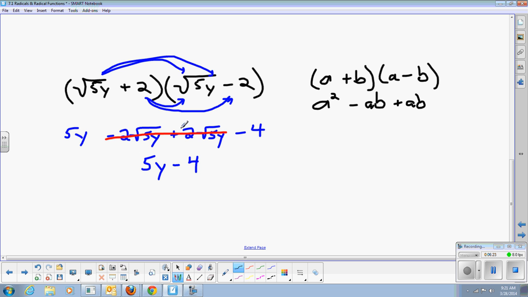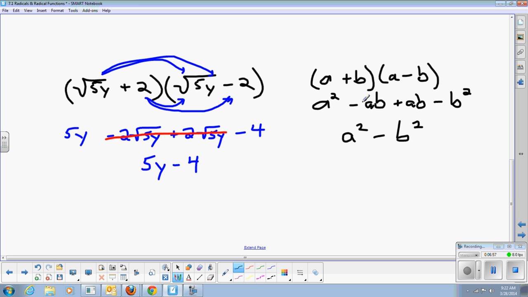And then notice I had a plus 2 times the square root of 5. And then I had b times minus b gives us a minus b squared. Well, 2 times 2 is 4. Positive times a negative is negative. And then again, our middle terms cancel, so we end up with a squared minus b squared. So let's take a look. Did we end up with that? We have the square root of 5y times the square root of 5y. There's the answer, 5y. And then 2 times 2 is 4, and I have a minus in between. So it does follow the same pattern, even though there's a radical involved with it.